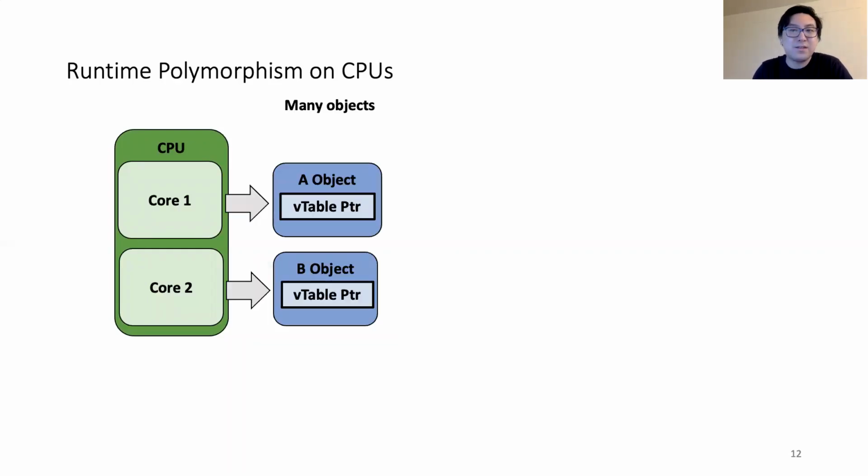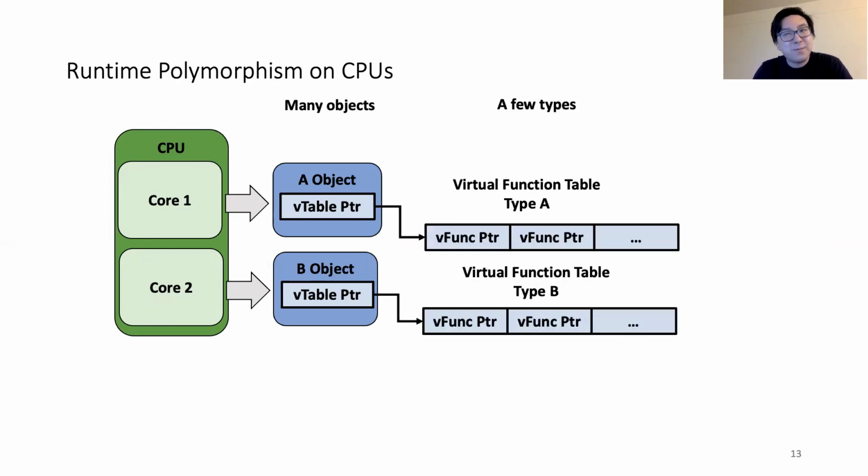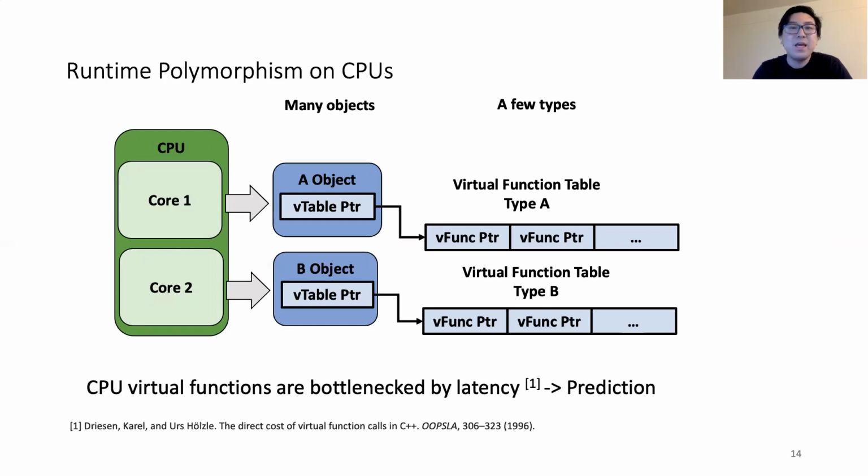To call virtual functions on the CPU, each core accesses the virtual table pointer embedded inside each object. The vtable pointer is then dereferenced, the appropriate virtual function address is loaded, and an indirect jump instruction calls the corresponding function. CPU virtual functions add additional latency to the call and require more sophisticated branch prediction to avoid costly losses to instruction level parallelism.